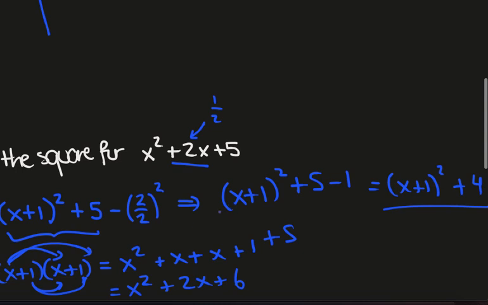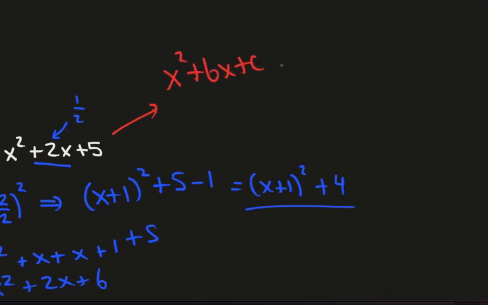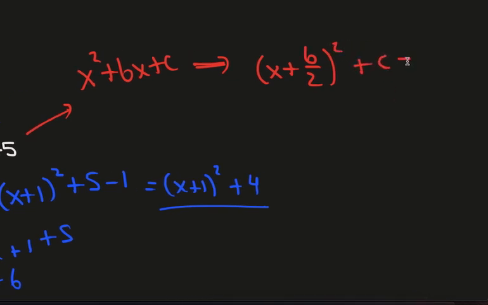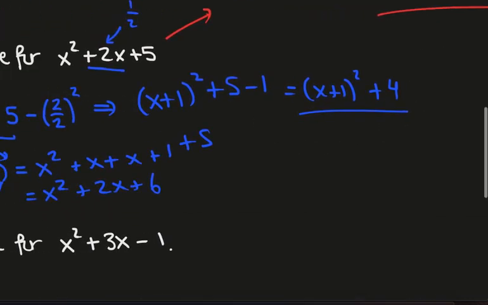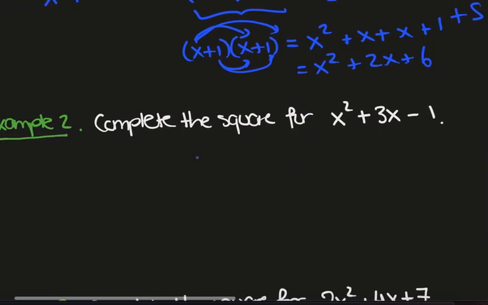Okay, since that's probably a little confusing, let's write it more generally. Suppose I've got x squared plus bx plus c. Then how I'm going to complete the square is I'm going to go (x plus b divided by 2) squared, plus c, and then just minus (b over 2) squared. Okay, this is the formula for completing the square. So let's try it with this example.